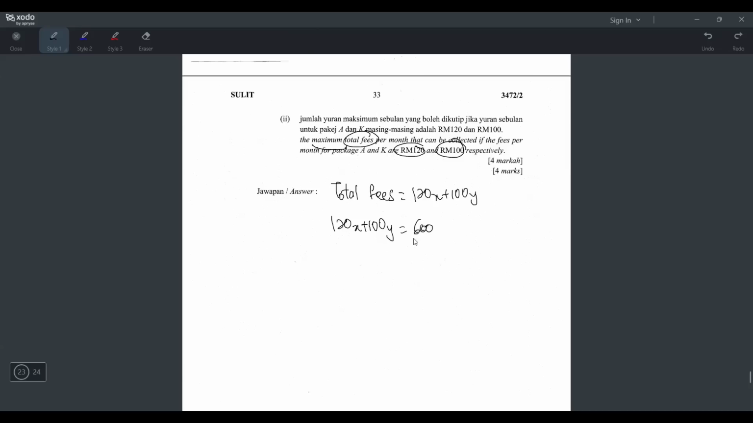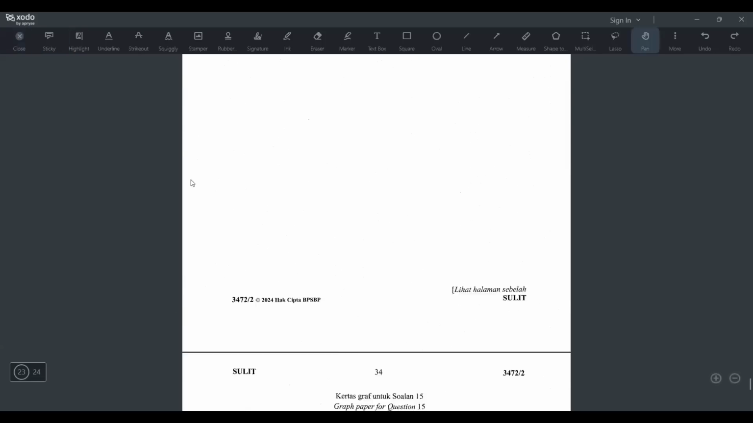Because why is 600 good? Because it can divide 120 and it can also divide 100. So later when you find the points, it's easy lah. So just sub x equals 0, y equals 0. Okay, when you sub x equals 0, your y will be 600 divided by 100, which is 6. And then when you sub y equals 0, 600 divided by 120 is 5. Okay, so the points are (0, 6) and (5, 0).